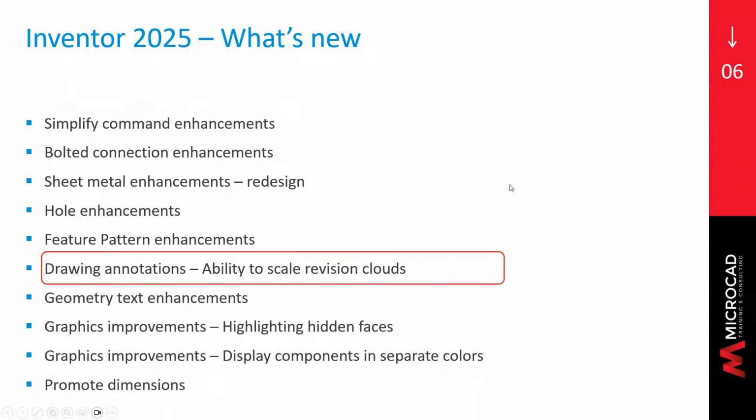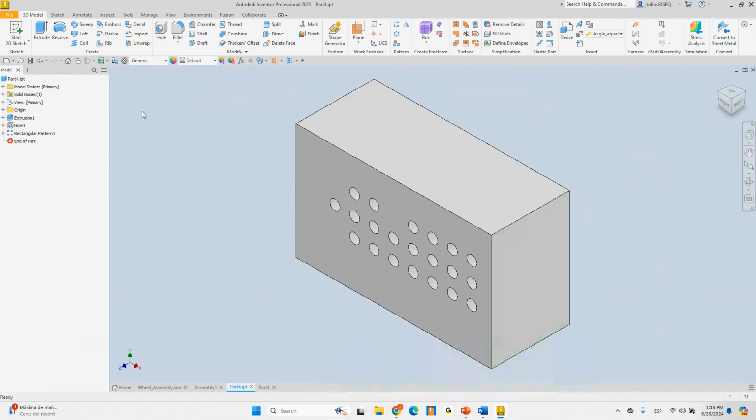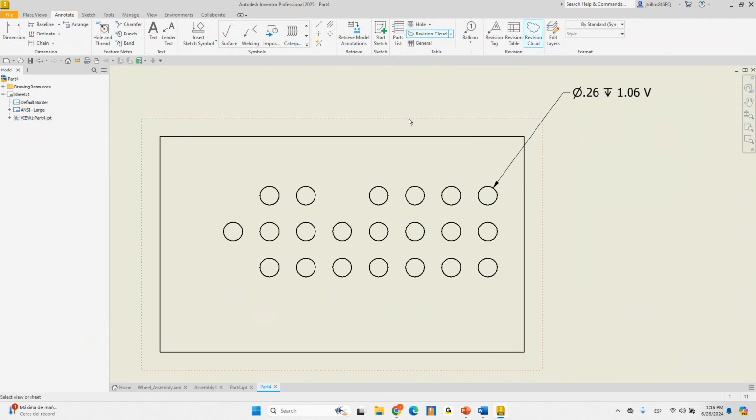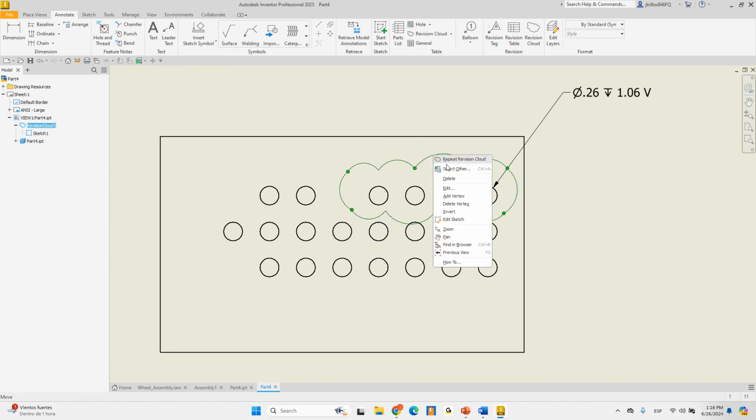Now moving into our drawing annotations, there are several new features there, but one of my favorites is the revision clouds. Revision clouds were added to Inventor 2024, but now we have more control over them. One of the main issues we had was that when we were creating one of those, we didn't have any control on the size of the arcs. But now we have the option of selecting the revision cloud and editing.